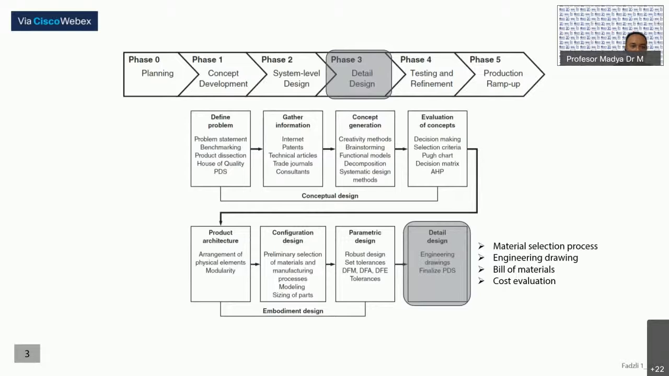Okay, this is the last part, which is phase 3. The phase 4 and phase 5 we are not cover. So the phase 3 we will cover the detail design about the engineering drawing, but isolatekan sikit about material selection process, and then the bill of materials. I think bill of material pun is a part of the engineering drawing, which you have already known. And then the cost evaluation. The important one is the cost evaluation.